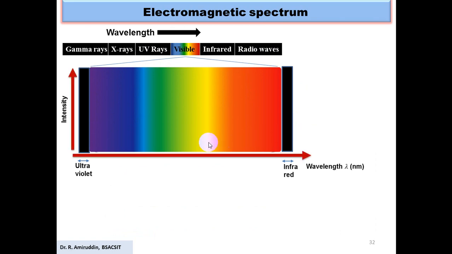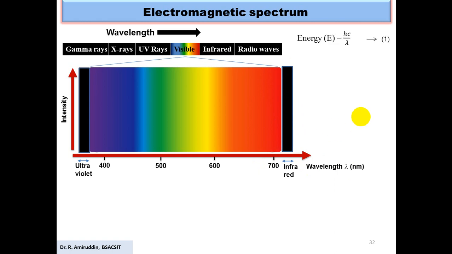Now if we plot a graphical representation with wavelength on the x-axis and intensity along the y-axis, then 400 nanometer wavelength corresponds to the violet regime, 500 nanometer wavelength corresponds to the green region of the electromagnetic spectrum, 600 nanometer wavelength corresponds to the yellow region, and 700 nanometer wavelength corresponds to the red region.